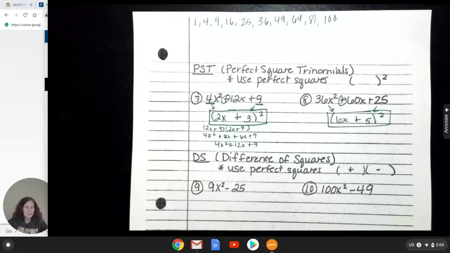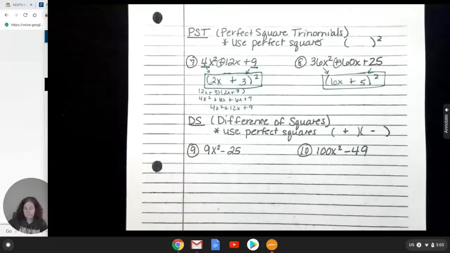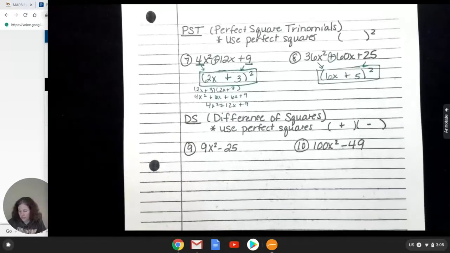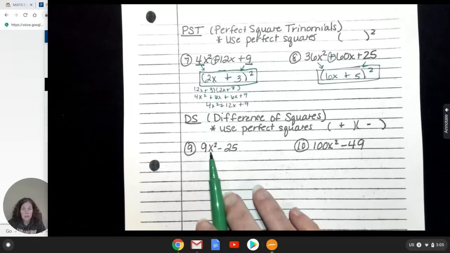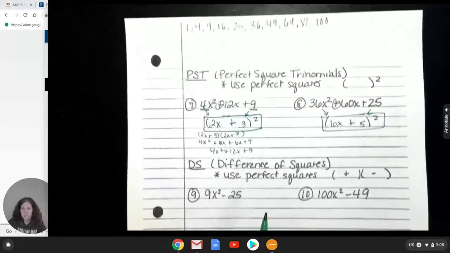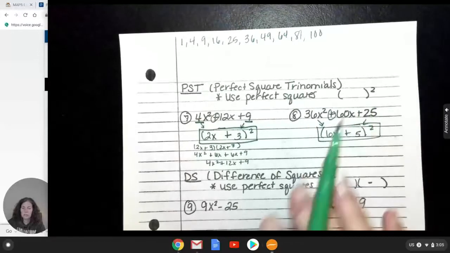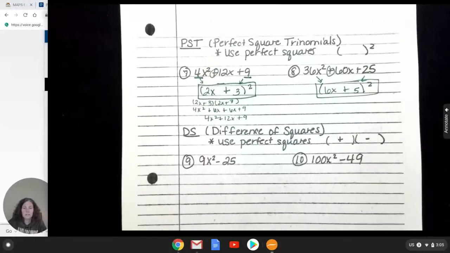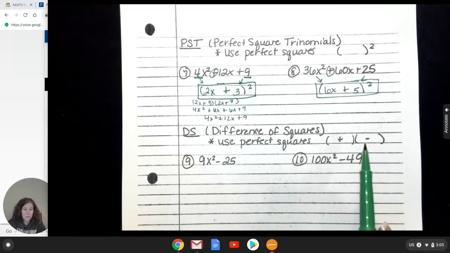And the last one is difference of squares. Yes. This one's the easiest to identify because there's always only two terms. They both have to be perfect squares. So remember our little list up here, and it could go farther. And there has to be a subtraction between. We're going to use the perfect squares, and our answer this time is going to have two binomials, one with a plus and one with a minus.